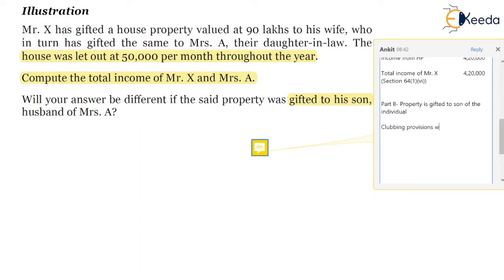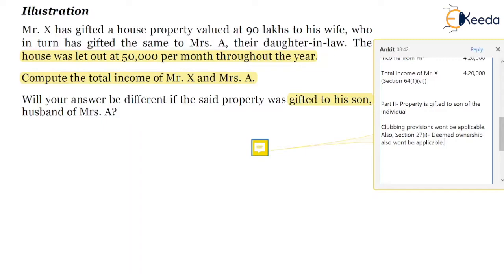Clubbing provisions won't be applicable. Also, section 27(1), deemed ownership, also won't be applicable. So friends, this concludes this illustration, part 1 and part 2.